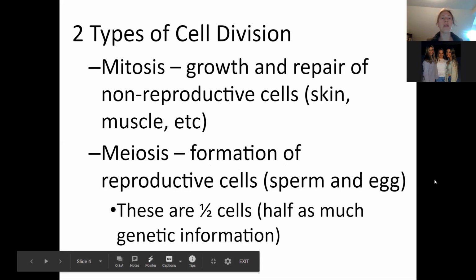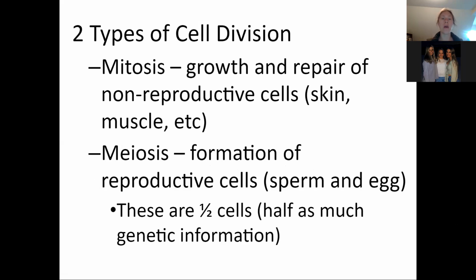There's two types of cell division. There's mitosis, which is what this focus area hones in on. But then there's also meiosis, which is the reproductive additional focus area. But we're going to focus on mitosis, so growth and repair of your traditional cells, your non-reproductive cells. So skin, muscle, lung, liver, anything else you can think of that's not reproductive.